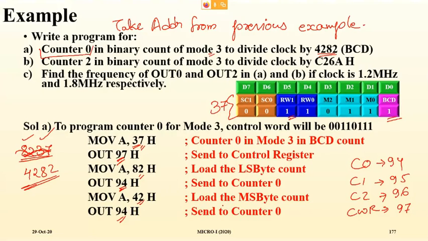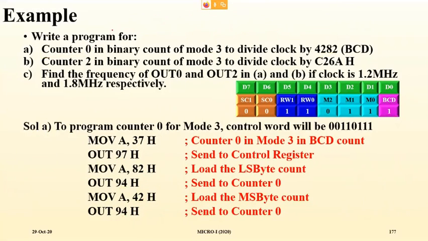So this is the program which loads counter 0 in mode 3, and the mode 3 count is given here in BCD format. You loaded the lower significant byte first, and then the upper significant byte, and you loaded it to counter 0. Done. Now coming to the next program, where you have to load counter 2 with this particular value in binary. Okay, so now let us look.